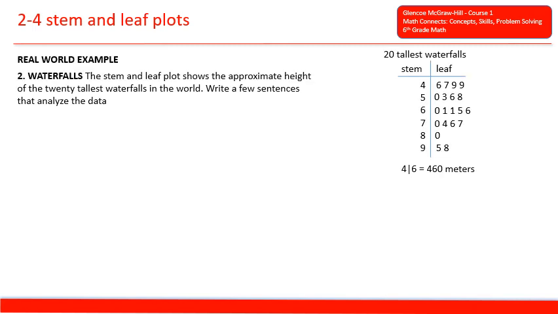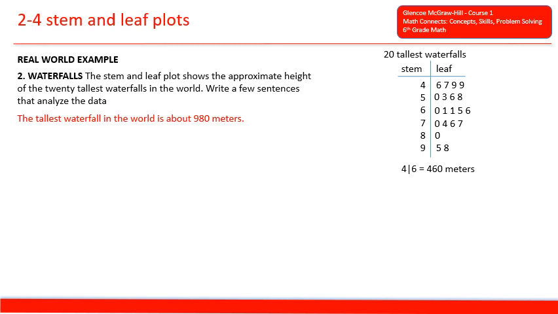All right, the stem and leaf plot shows the approximate height of the 20 tallest waterfalls in the world. Write a few sentences that analyze the data. So if we look at it, there's 4 leaves on stem 4, there's 4 on stem 5, there's 5 on stem 6, there's 4 on stem 7, there's only 1 on stem 8, and then there's 2 on stem 9. And we do note that 4|6 equals 460 meters.